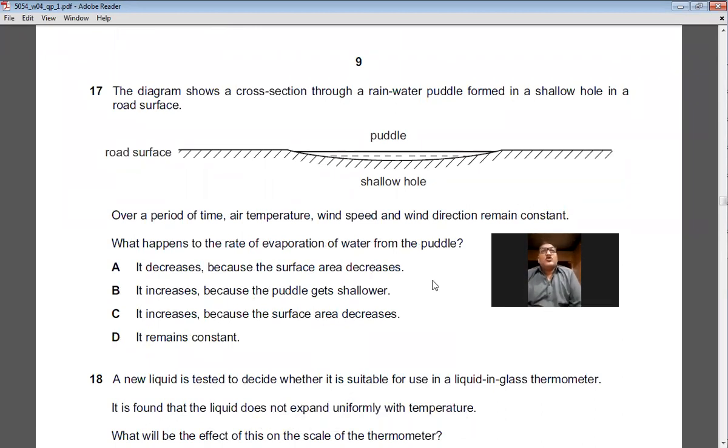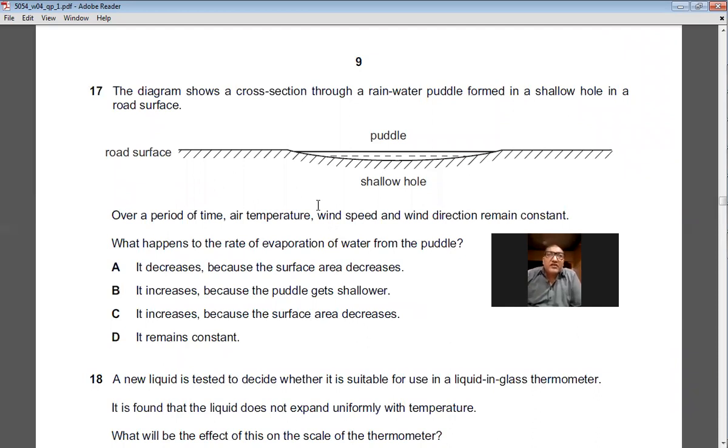The diagram shows the cross section through a rainwater puddle formed in a shallow hole in a road surface. Over a period of time, air temperature, wind speed, and wind direction remain constant. Most of the factors are constant. What happens to the rate of evaporation of the water from the puddle?